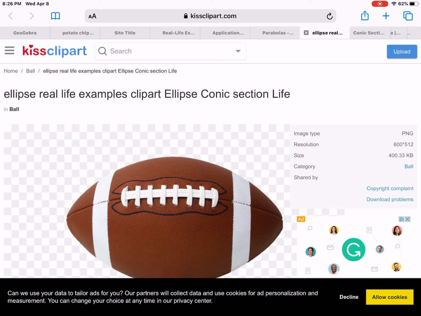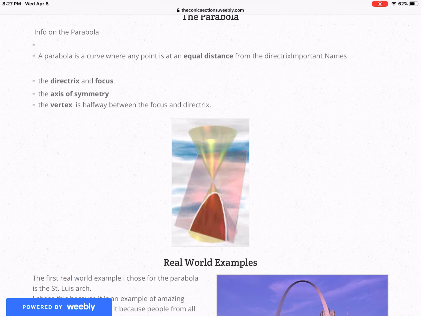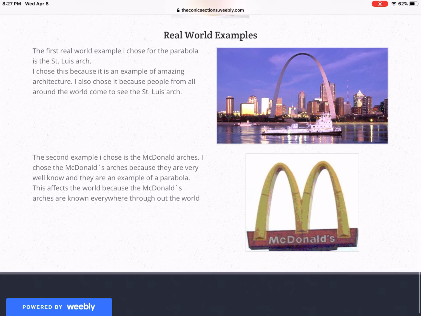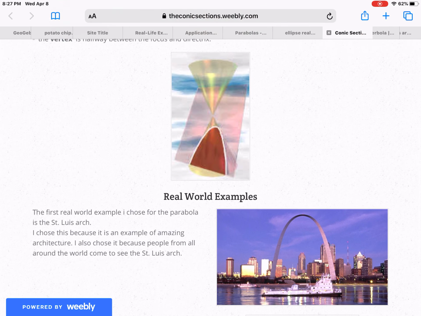A football is another example that we'll come across in applications. That would be considered an ellipsoid of revolution, which is a kind of an ellipse that's been spun on that center axis that goes straight from one tip to the other tip of the football. You spin it, and then you get this three-dimensional shape. Parabolas. Once again, we've got the St. Louis Arch. Below that, you see the ever famous McDonald's arches.